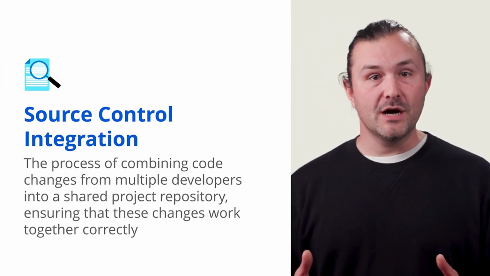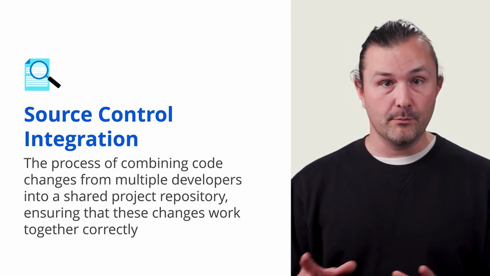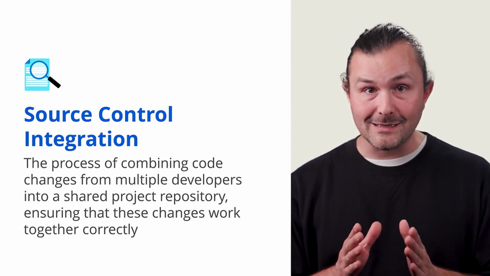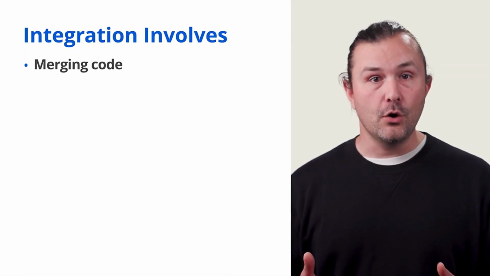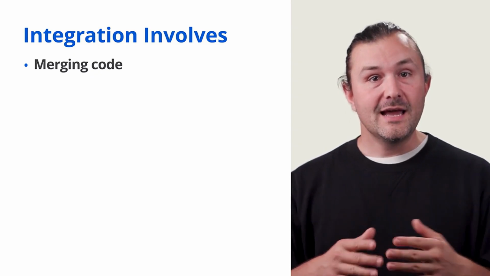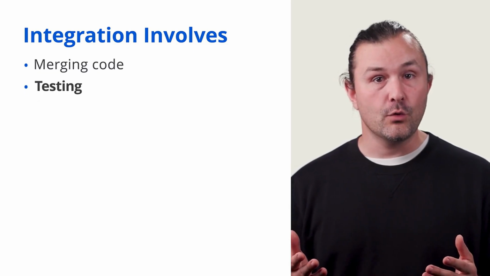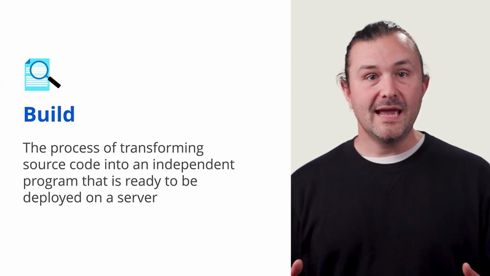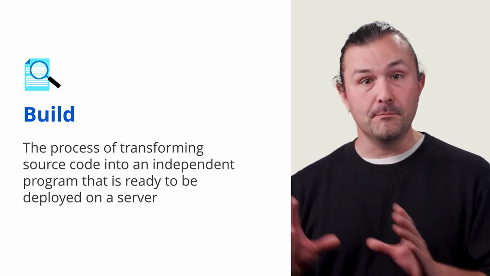Source control integration is the process of combining code changes from multiple developers into a shared project repository, ensuring that these changes work together correctly. Integration involves merging code from different branches into the central repository, ensuring that all changes are incorporated. It also involves running tests to verify that the code works as expected. Finally, it involves building the program. A build is the process of transforming source code into an independent program that is ready to be deployed on a server. Once code from all developers is integrated, tested, and built, it's ready to be deployed for users.